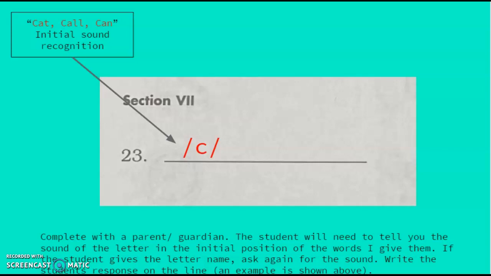Section 7. I will say some words. Tell me the sound you hear in the initial position. Bite, bug, boat. Have your parent or guardian mark the paper as noted on the slide. Resume the video when you're ready.